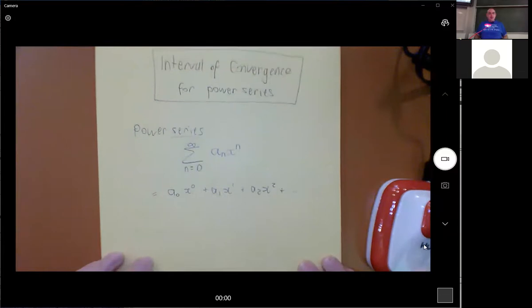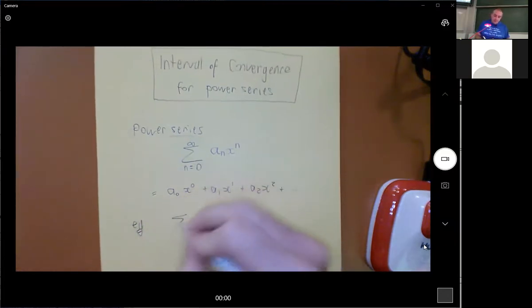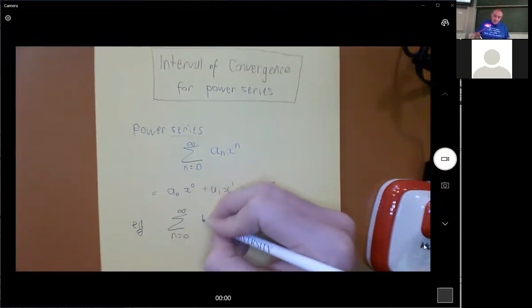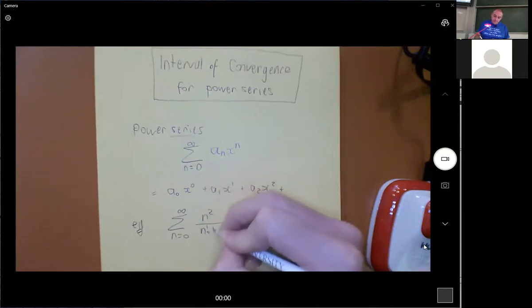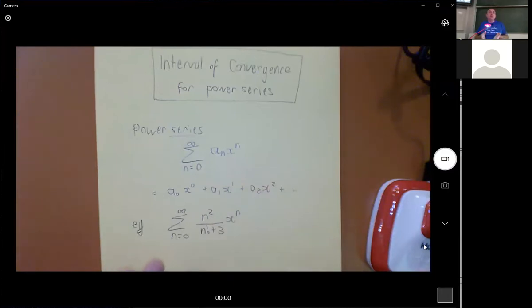Okay. So that's what a power series is. And this an can be anything. It can be a list of numbers. It's usually a formula involving n. It can just not be there at all because it's just all the number 1. So, for example, you could have this. That's a perfectly good power series. And that would be short for this.